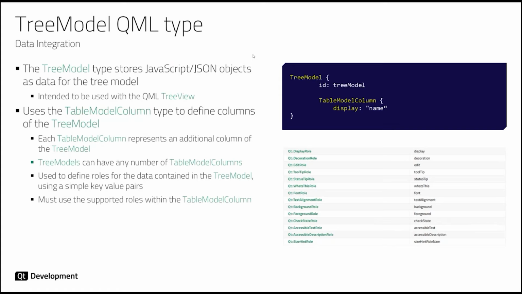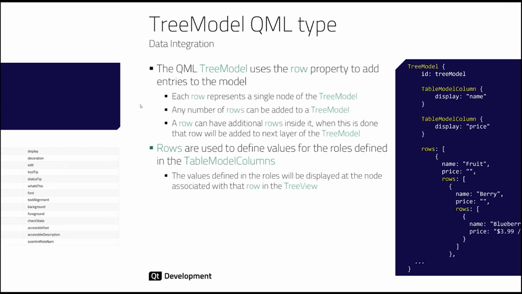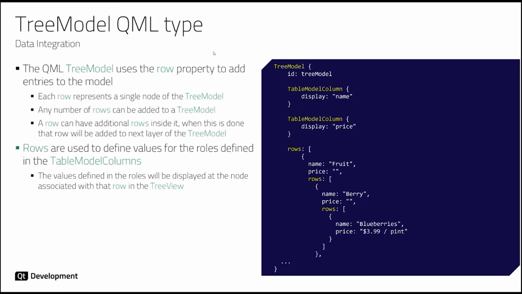It is notable that table model columns only support the built-in roles used in Qt, which I've actually listed out right here. So these are all the different roles that you have access to when creating a table model column. And then we also have a small example here, just showing you the structure of how you would create a table model column as a child of a tree model. And then you can see here we've got this table model column is using the display role and giving it of name. So all right, so now that we understand table model columns, let's take a look at the actual tree model type itself.